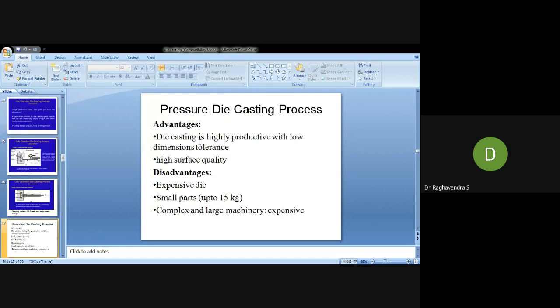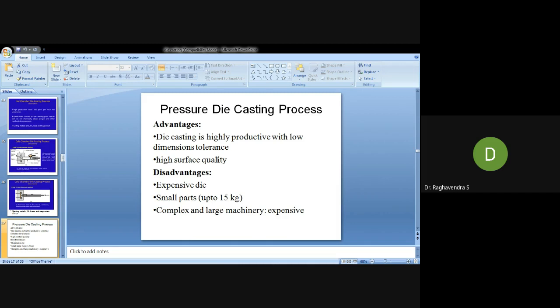So advantages: die casting is highly productive, with low dimensional tolerance and high surface quality. As I told, I have shown the figure, the piston figure. It's very high productivity. If you want to make more products in less time, definitely we'll go for pressure die casting.